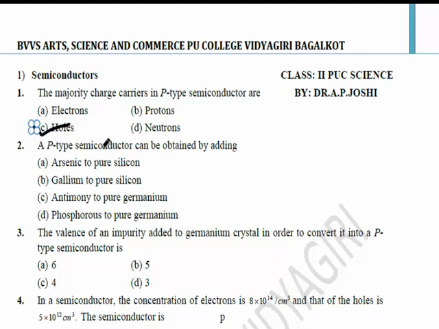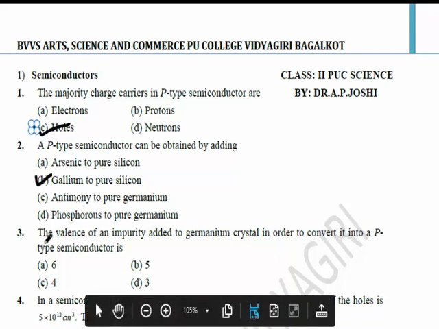Okay, next question. A p-type semiconductor can be obtained by adding. How to obtain a p-type semiconductor? P-type semiconductor is obtained by adding an impurity which is a trivalent impurity. The trivalent impurity is gallium. Gallium is a trivalent impurity added to pure silicon. Arsenic, antimony, phosphorus are pentavalent. So trivalent is gallium. Okay.